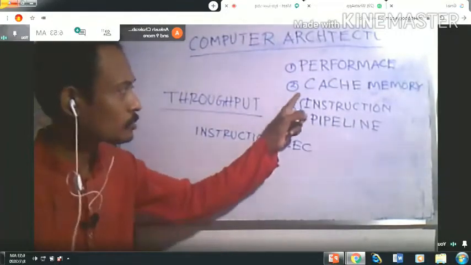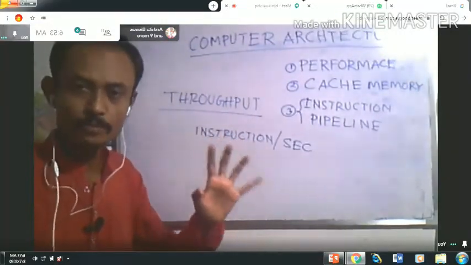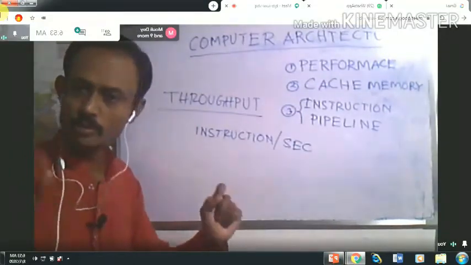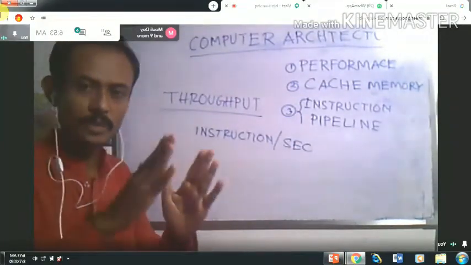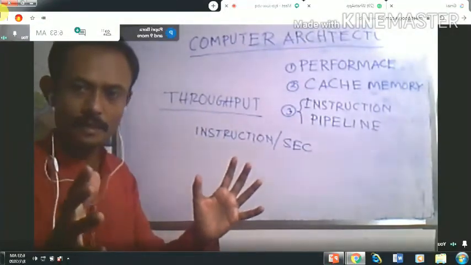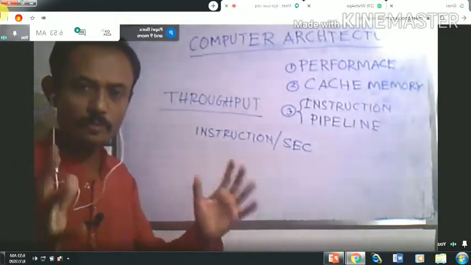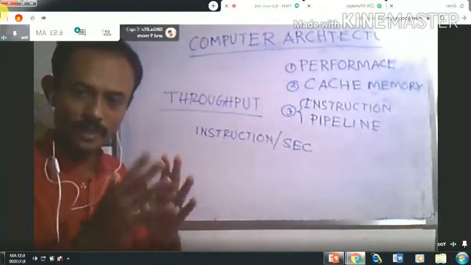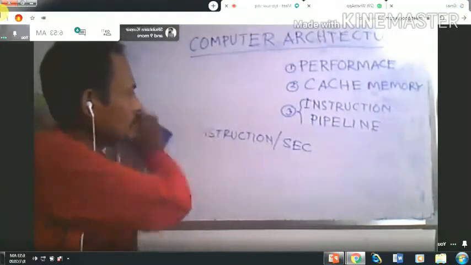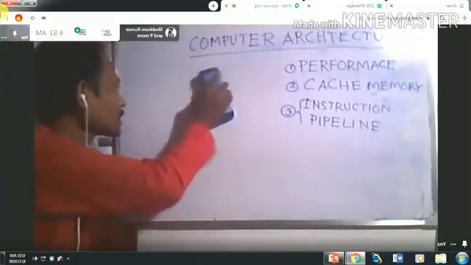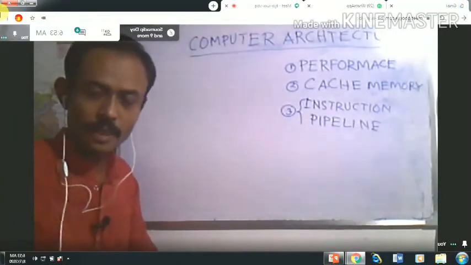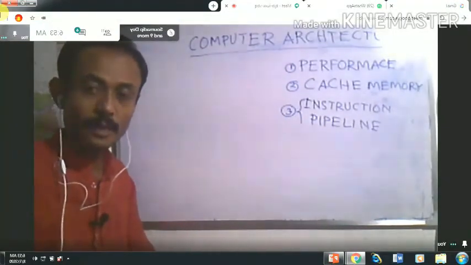Next we will go to the cache memory. Some important issues about the cache memory. So at first we have to know what is the cache memory. Cache memory is a faster memory that is placed in between the CPU and the primary memory. So from the cache memory we have to learn some important terminology.